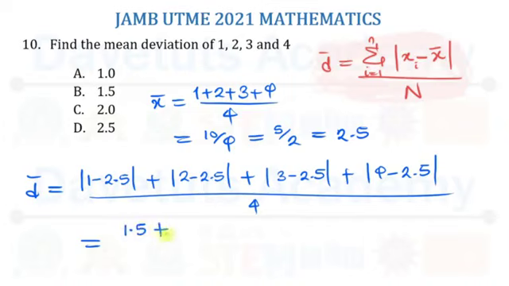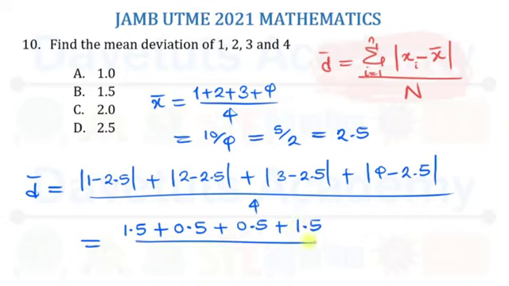If you are to do that, 1 minus 2.5 will be 1.5, but we are taking the absolute value, so we are not going to take the negative value. 2 minus 2.5 is 0.5, the absolute value. 3 minus 2.5 is 0.5, and 4 minus 2.5 is 1.5. You can see the linearity here: 1.5, 0.5, 0.5, 1.5. So 1.5 and 1.5 is 3, 0.5 and 0.5 is 1. 3 plus 1 is 4, so you have 4 over 4, and that is going to be 1. Just like I said at the onset, you don't need to really fret. The answer is A, 1.0.